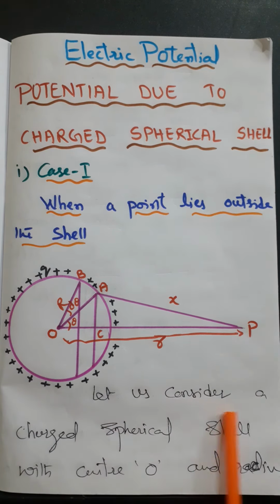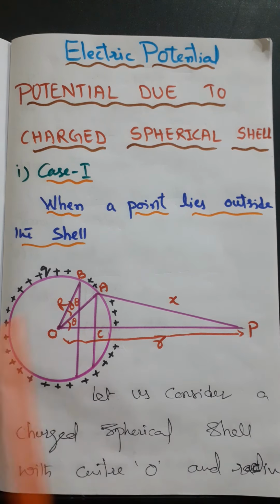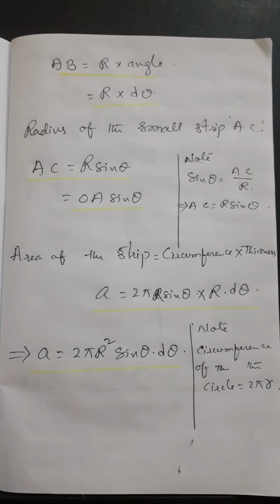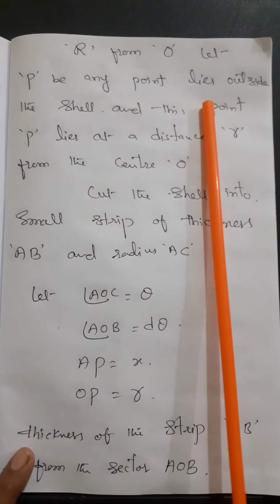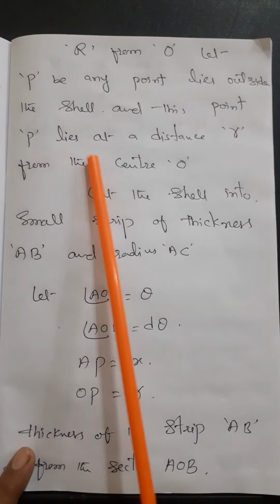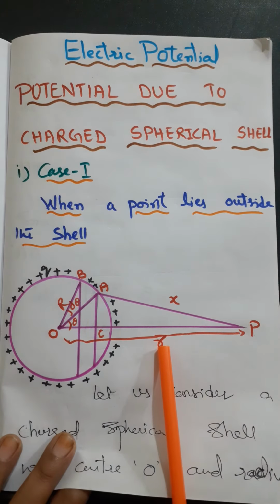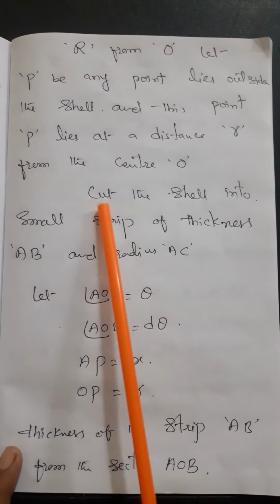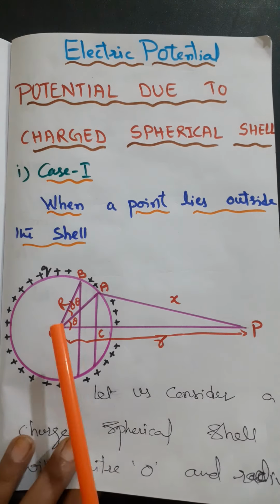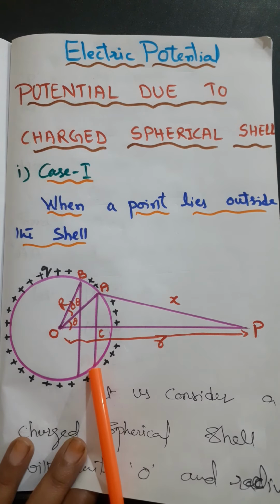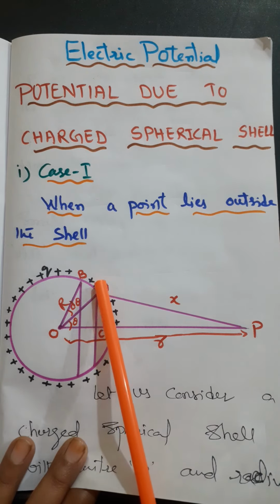So let us consider a charged spherical shell with center O and radius R. Let P be any point lying outside the shell, at a distance r from O. Now cut the shell into a small strip AB of thickness AB and radius AC.